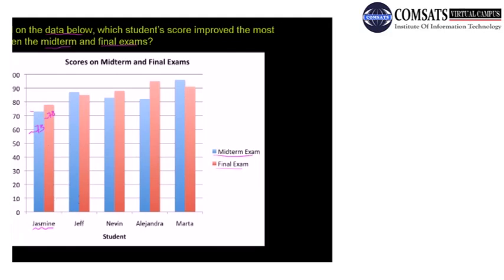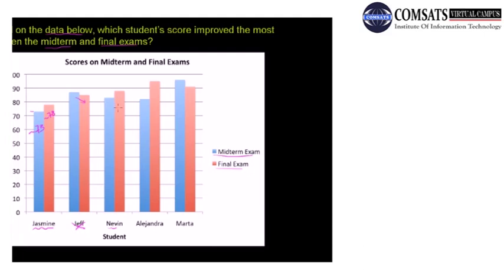Let's look at Jeff. So Jeff actually did worse from the midterm to the final exam. He got over an 85 on the midterm, and then on the final he got about an 84 or 85. So he actually went down. So it's definitely not Jeff. He definitely did not improve the most. He actually went down.